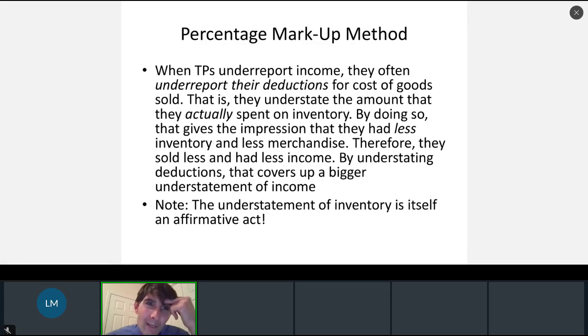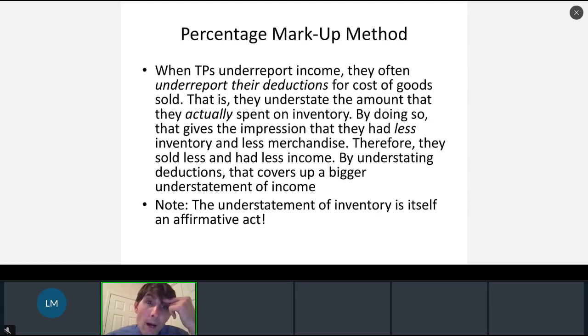Where the taxpayer, who's underreporting income, often underreports their deductions for the cost of the goods. They understate the amount that they actually spent on the inventory, and that gives the impression that they had less inventory and less merchandise. Therefore, they sold less and had less income. And so by understating the deductions, that covers up the bigger understatement of income.